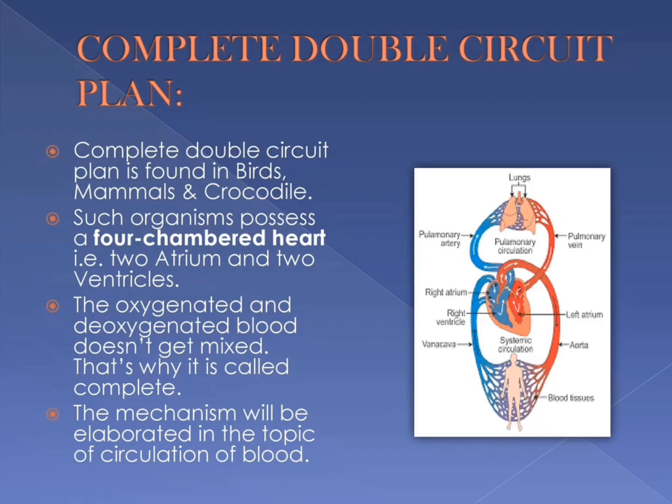The process of blood circulation in the four-chambered heart is a continuous process, with the heart contracting and relaxing to pump blood throughout the body. This process is essential for the delivery of oxygen and nutrients to different parts of the body and removal of waste products. The process of circulation of blood in the four-chambered heart will be elaborated in the next lecture.